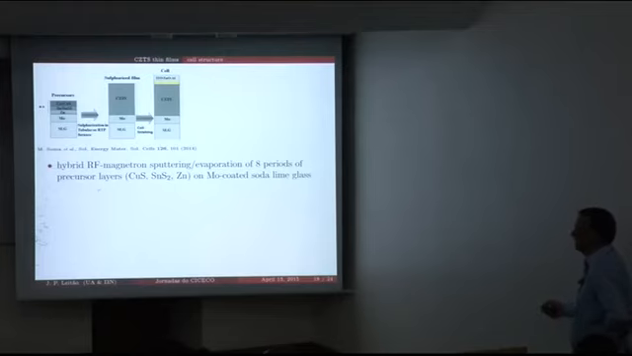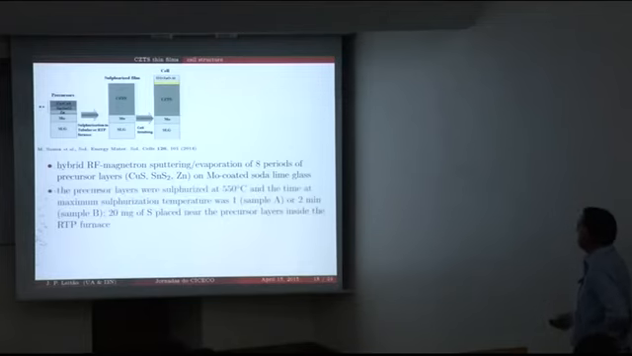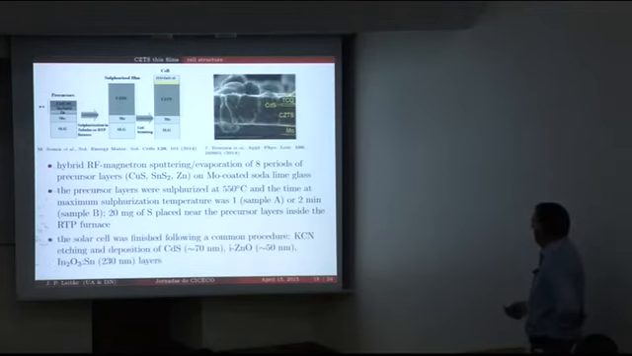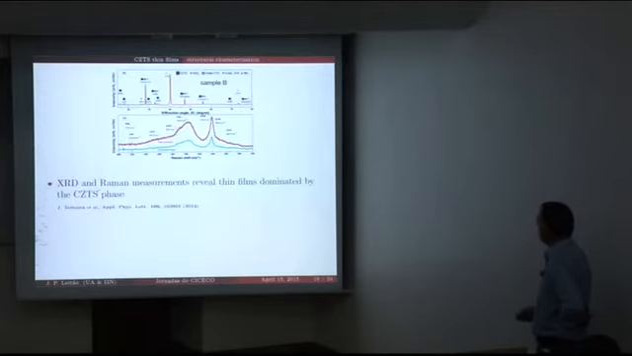Deposition by RF magnetron sputtering of precursor layers on soda-lime glass. The precursors were sulfurized at a high temperature, 1 minute for sample A and 2 minutes for sample B. The structure of the solar cell is shown here. We see the molybdenum, CZTS, CdS, and the layers of the TCO that finish the cell.